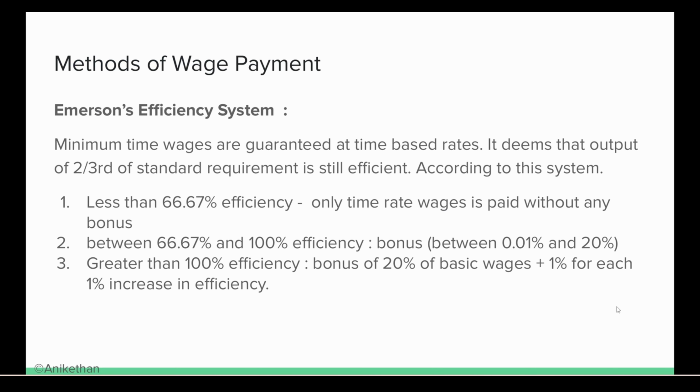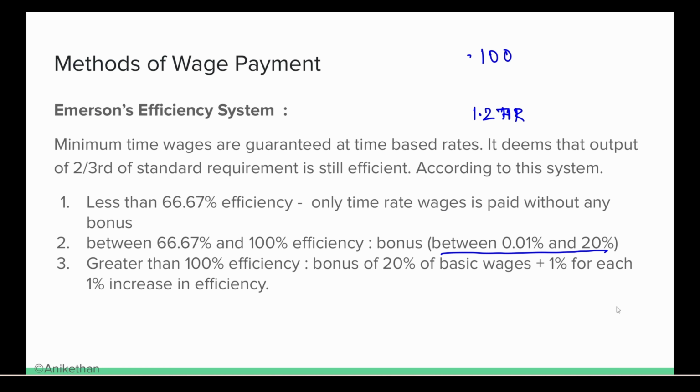Fourth one is Emerson's efficiency system. Again, this is also very similar to either Taylor or Merrick. Only thing is there are again different bands of percentages. So let's start again with 100. If he is efficient, his bonus will be between 0.1% to 20%. Means if it is 100, he will get 1.2 times of time rate, H into R. It is not piece rate.